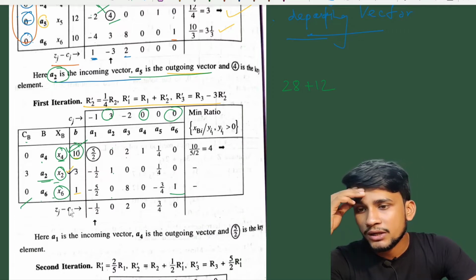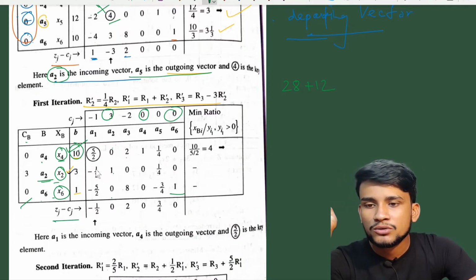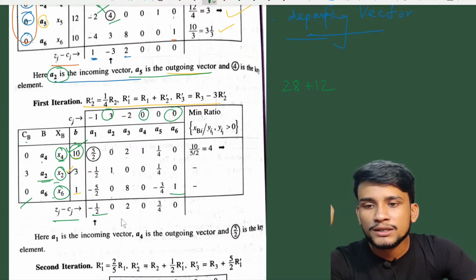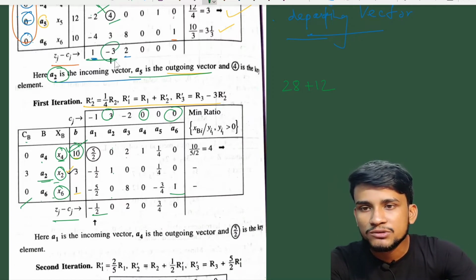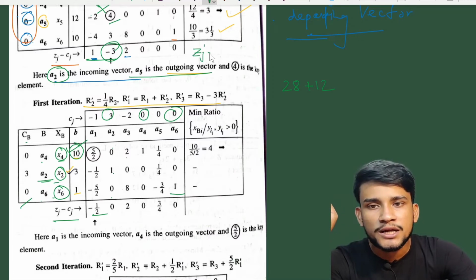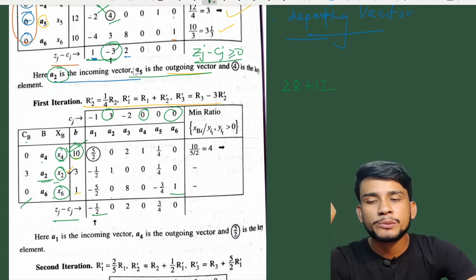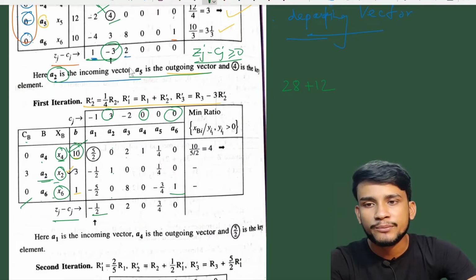Now we calculate the zj minus cj term here, and here also we calculate zj minus cj. We see that one zj minus cj is negative, therefore this table does not satisfy the optimality condition. What is the optimality condition? zj minus cj greater or equal to 0 is the optimality condition. Here it is not satisfied, therefore we proceed further.